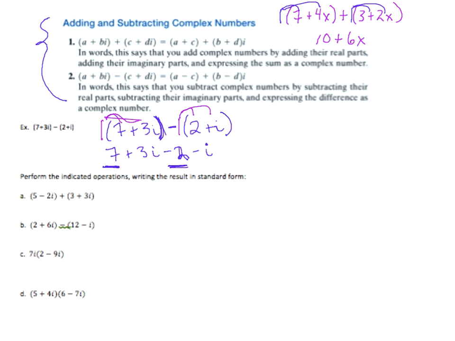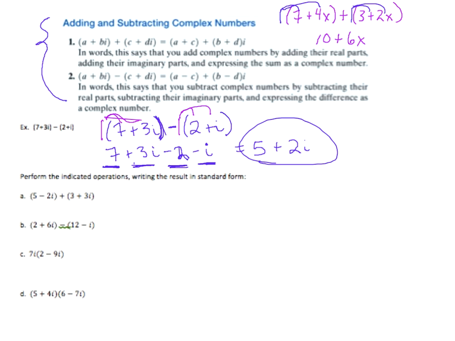I combine my constants and get 5 and my imaginaries and get positive 2i, and it needs to be written in this form as real plus coefficient imaginary. So you do the same thing with complex numbers as you do with adding binomials. So this should seem really easy to you.